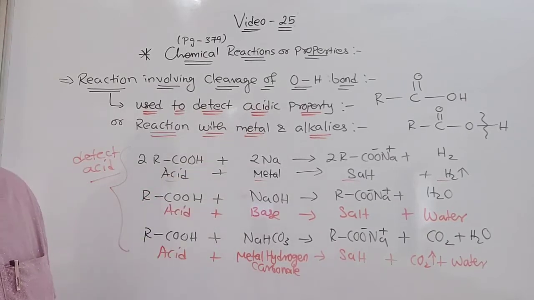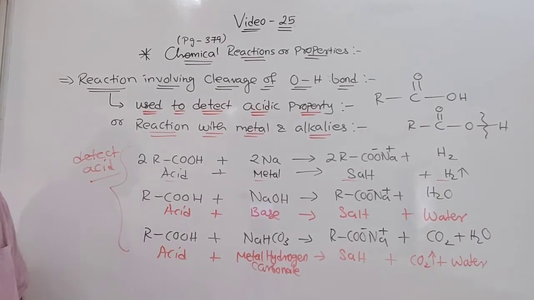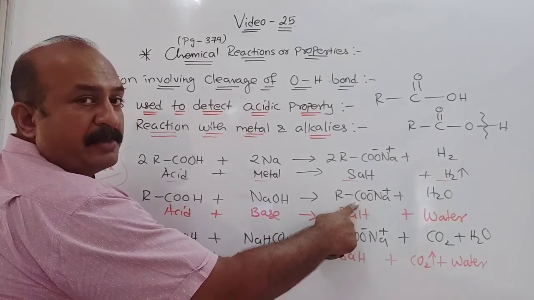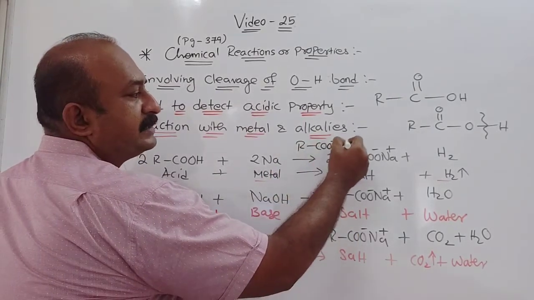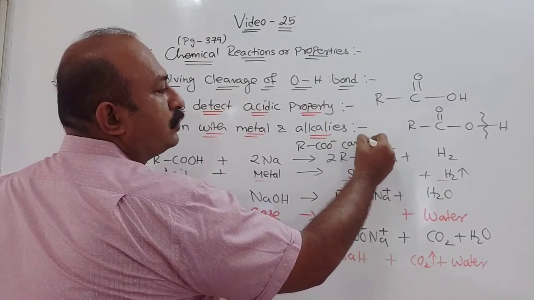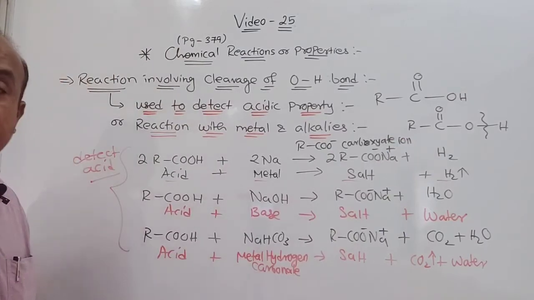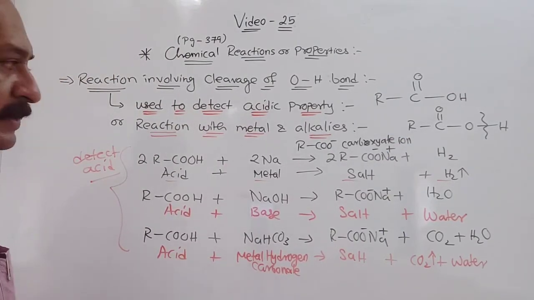So that shows the acidic nature of the carboxylic group. Now in your book one more reaction is given, that is, carboxylic acid dissociates in water to give a resonance stabilized carboxylate ion. How does it form this ion, RCOO minus, that is the carboxylate ion? The mechanism is given in your textbook. Okay, that I am going to explain next.